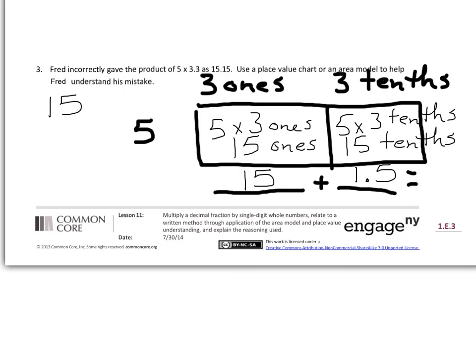15 plus 1.5 would give us 5 in the tenths column. Bring down your decimal. 5 plus 1 is 6. 1 plus nothing is 1. It would give us a total of 16.5. By using the area model, we have helped show Fred his mistake. Now you know how to multiply a decimal fraction by a single-digit whole number for our next class.